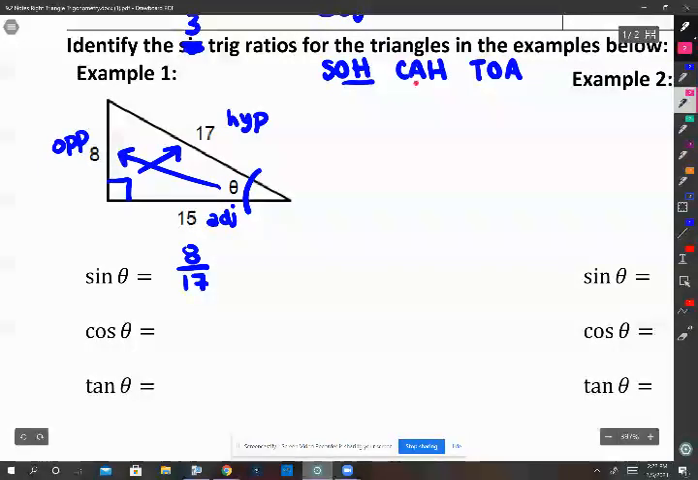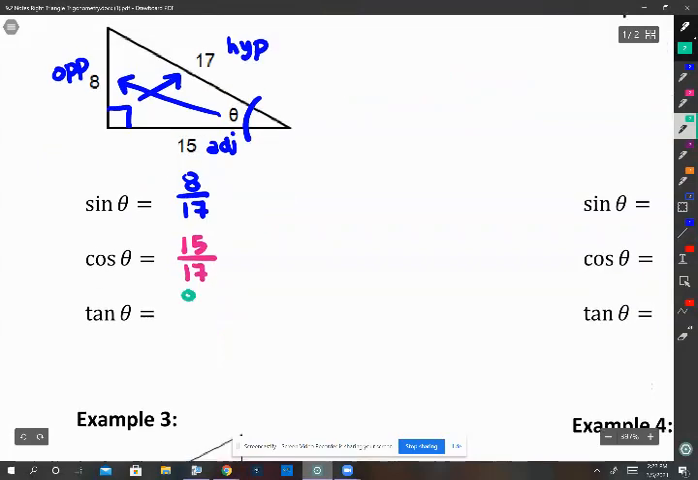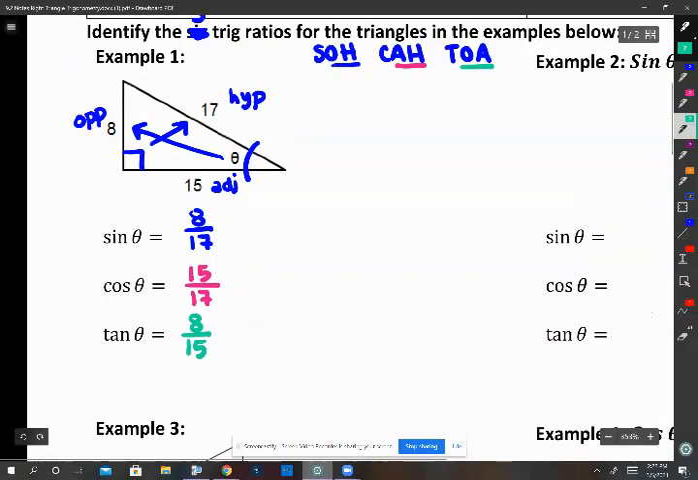And the cosine is adjacent over hypotenuse. So I look at the adjacent, which is 15, and the hypotenuse, which is 17. And then our last one is tangent, which is O over A. So we're going to do opposite over adjacent. And that's all I do. That's my answer. So I just write it down.